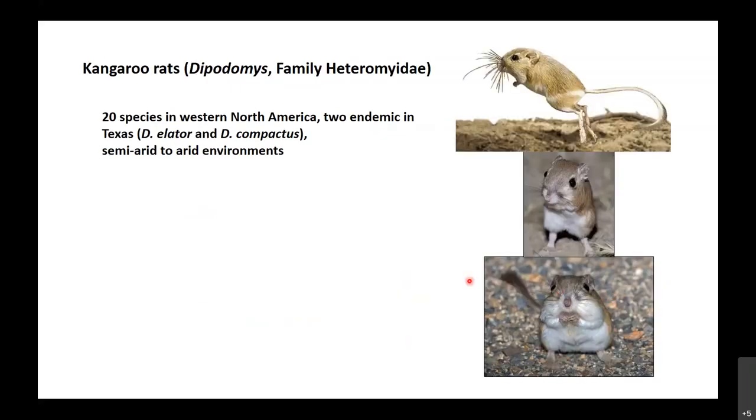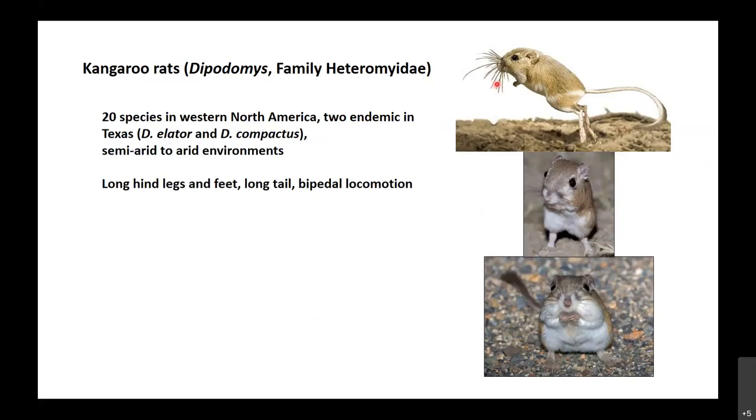Okay, so a little bit of background on the genus Dipodomys. Kangaroo rats are in the family Heteromyidae. There are 20 species in Western North America. So the entire genus is limited to Western North America. Two of these are endemic in Texas. So the Texas kangaroo rat, Dipodomys elator, and then the Gulf Coast kangaroo rat, Dipodomys compactus, which might actually occur at the very northeastern coast of Mexico as well. But compactus is primarily within South Texas. It occurs on barrier islands, at least on Padre Island. All of the Dipodomys species are in arid or semi-arid environments.